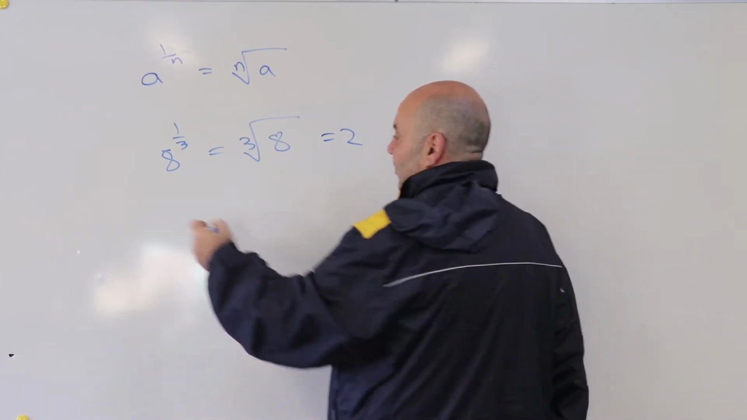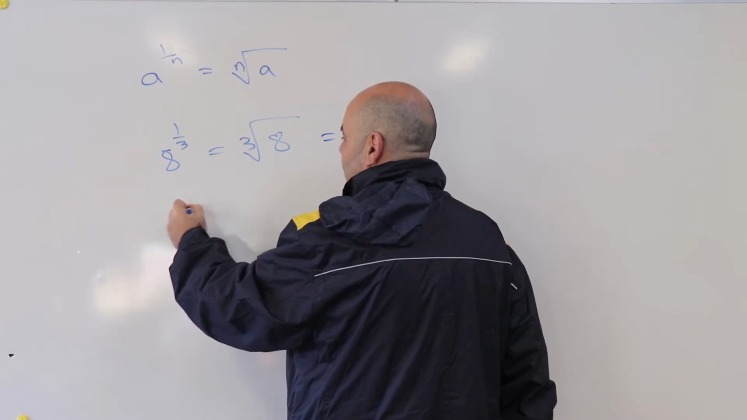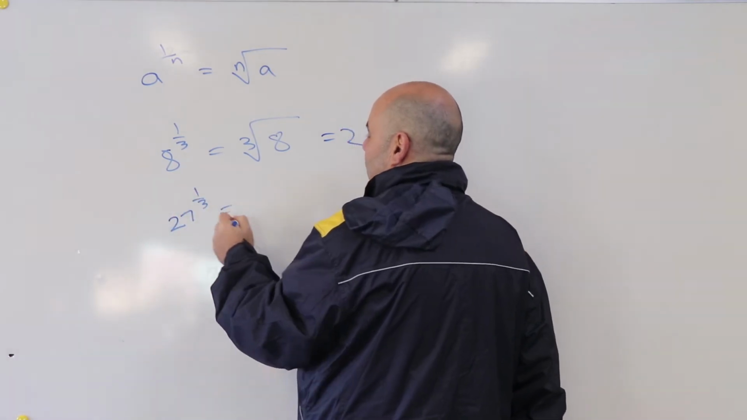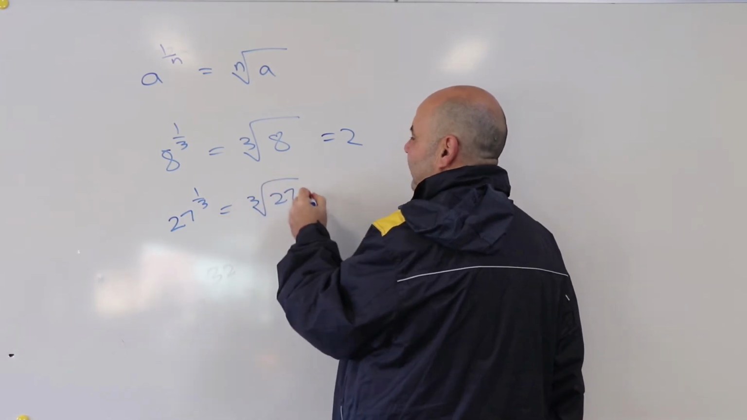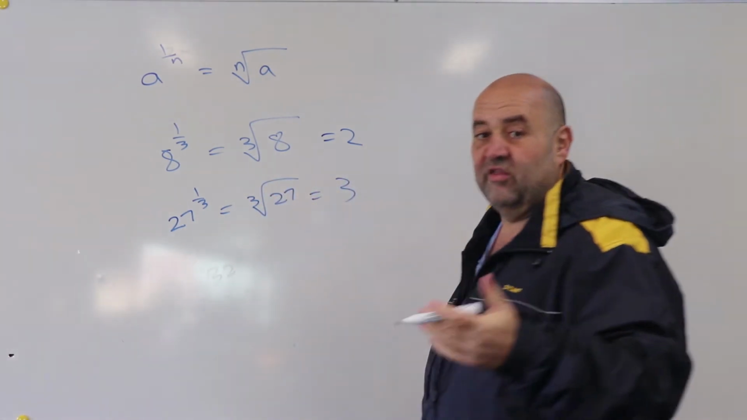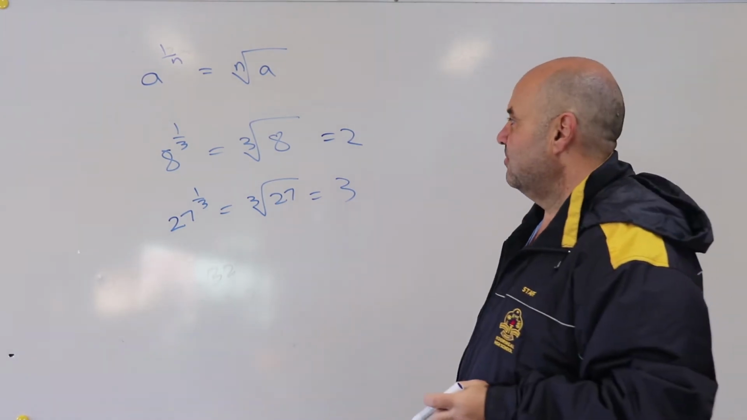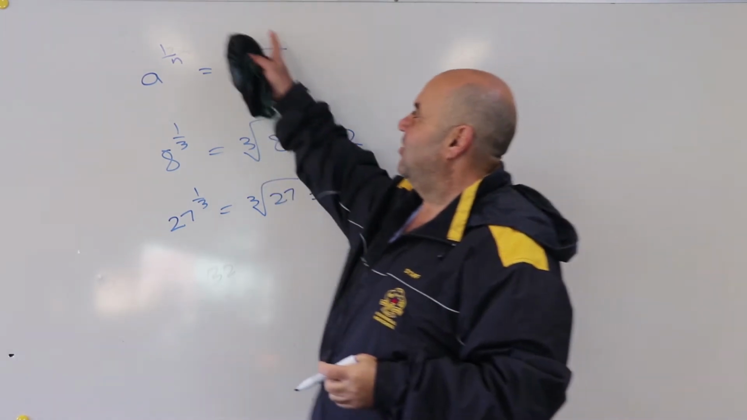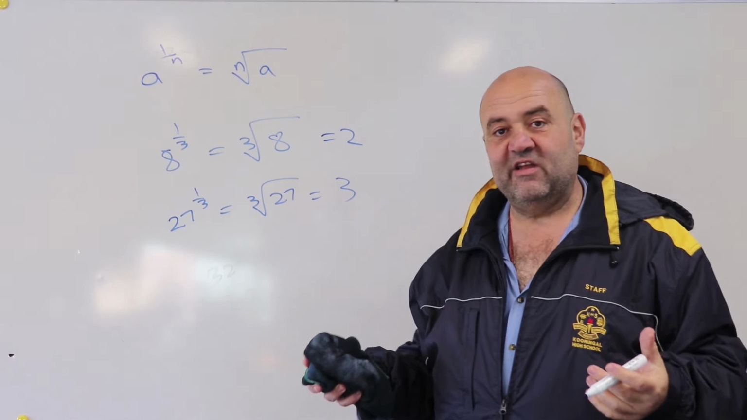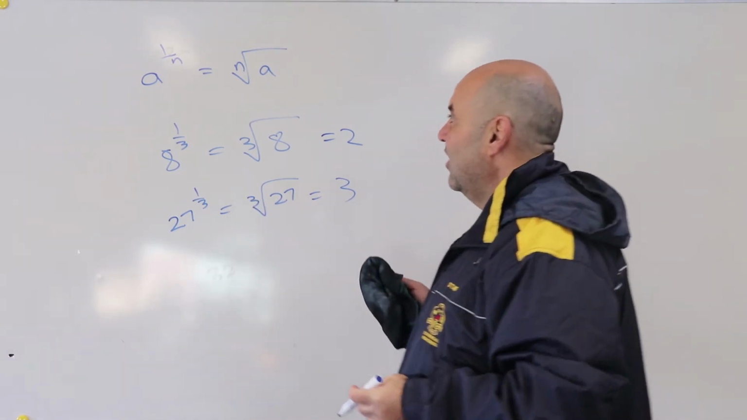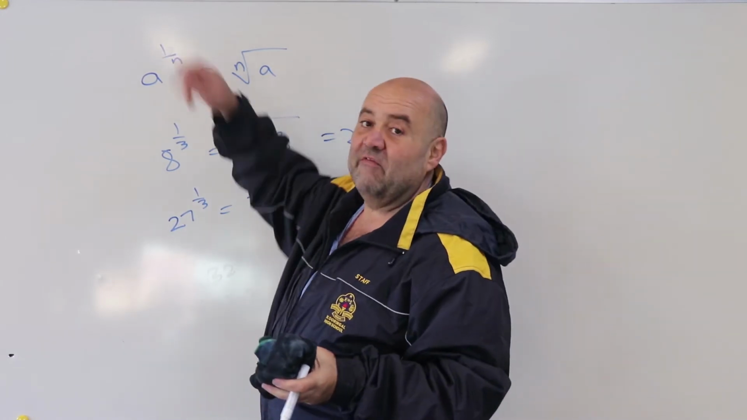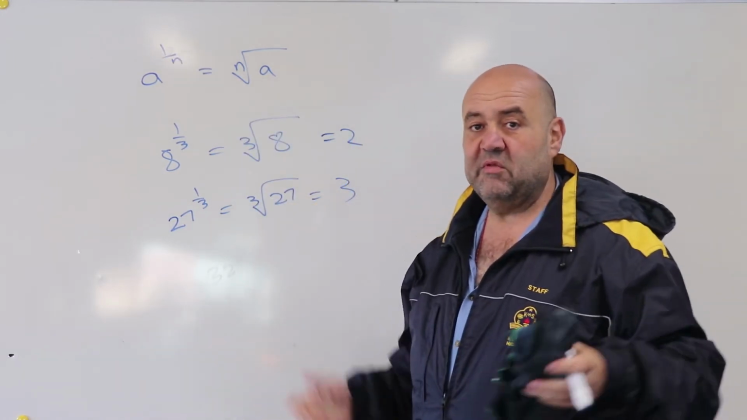Or the cubed root of 27. 27 to the power of 1/3 is the cubed root of 27, which equals 3. 3 times 3 times 3 is 27. So here's the first part of our fractional index law. That's the first bit. There's another bit that comes along. What happens if I don't have a 1 in my numerator? What happens if I've got some other number?